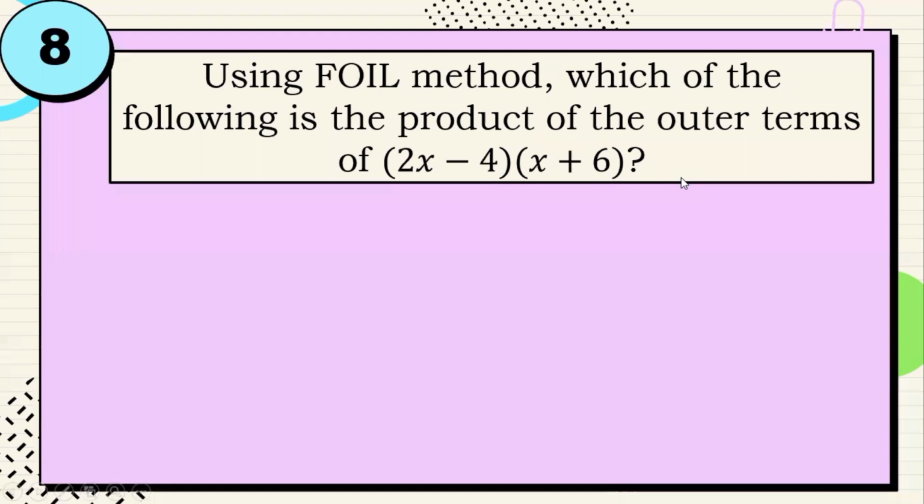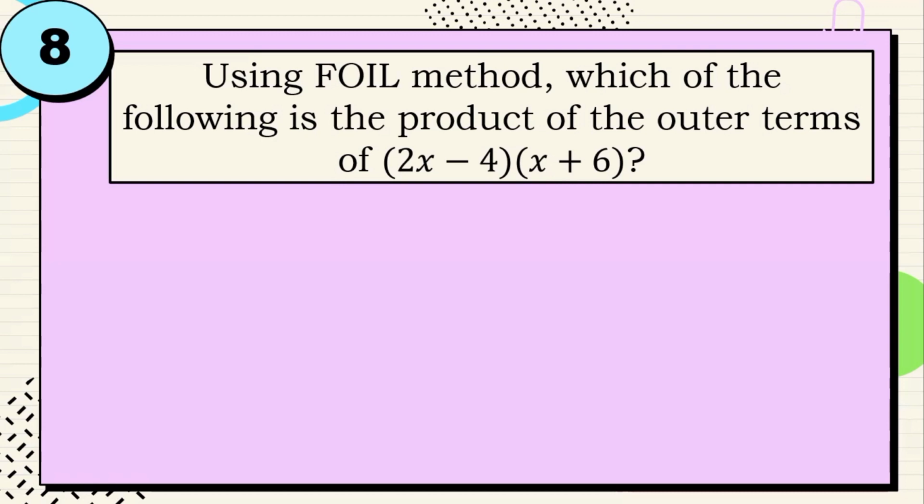Okay, this time we try to go back with FOIL method, the concept of FOIL method. Because in here, I think I have included here a table completion wherein you have to complete the table using the idea of FOIL method, or you are going to apply the FOIL method in getting the product of two binomials or polynomials. Okay, so we have here question number 8. Using FOIL method, which of the following is the product of the outer terms of the quantity 2x minus 4 and x plus 6?